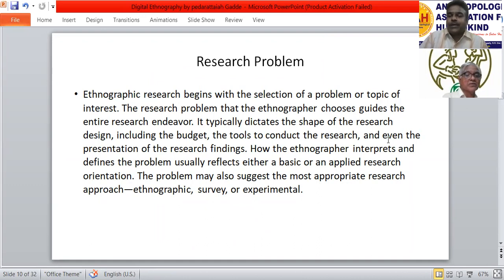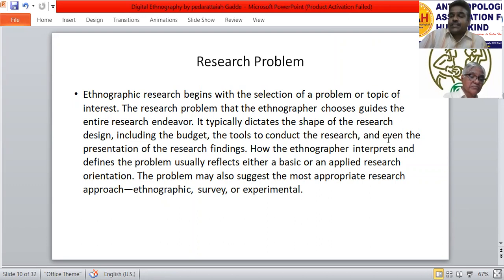How the ethnographer interprets and defines the problem usually reflects either a basic or an applied research orientation. Some people have the applied orientation. They want to study a problem, a social problem or economic problem or a cultural problem or a political problem, and then they start their research. Some people are not applied oriented, but academic oriented. So they go and study and come back and they produce knowledge.